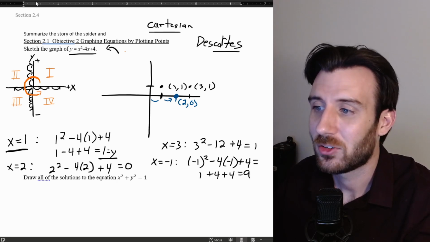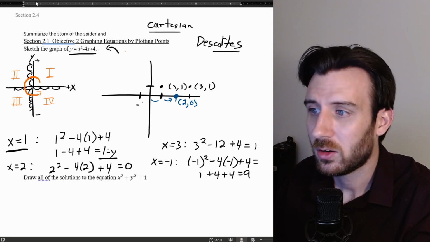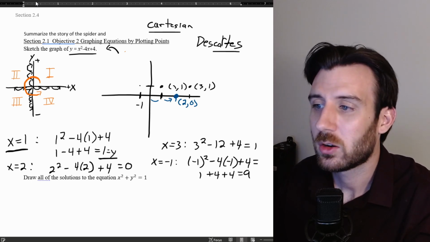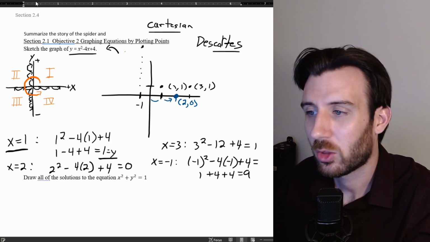So that says that if I started with an x value of negative 1, I went backwards 1, I would need to go up 9. 1, 2, 3, 4, 5. That's really high up there. 6, 7, 8, 9. We'll put something all the way up here.